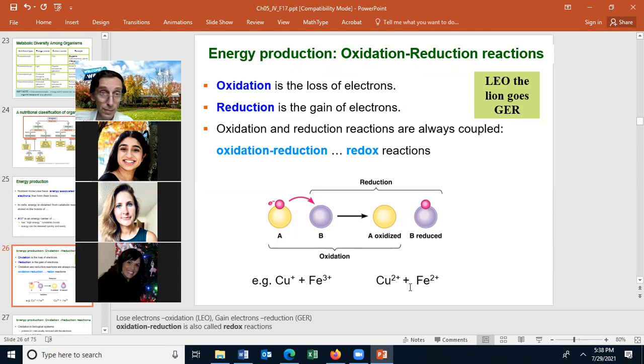An easy way to remember oxidation reduction is if you say the mnemonic, Leo the lion goes GER. LEO, lose electrons, oxidation. GER, gain electrons, reduction.